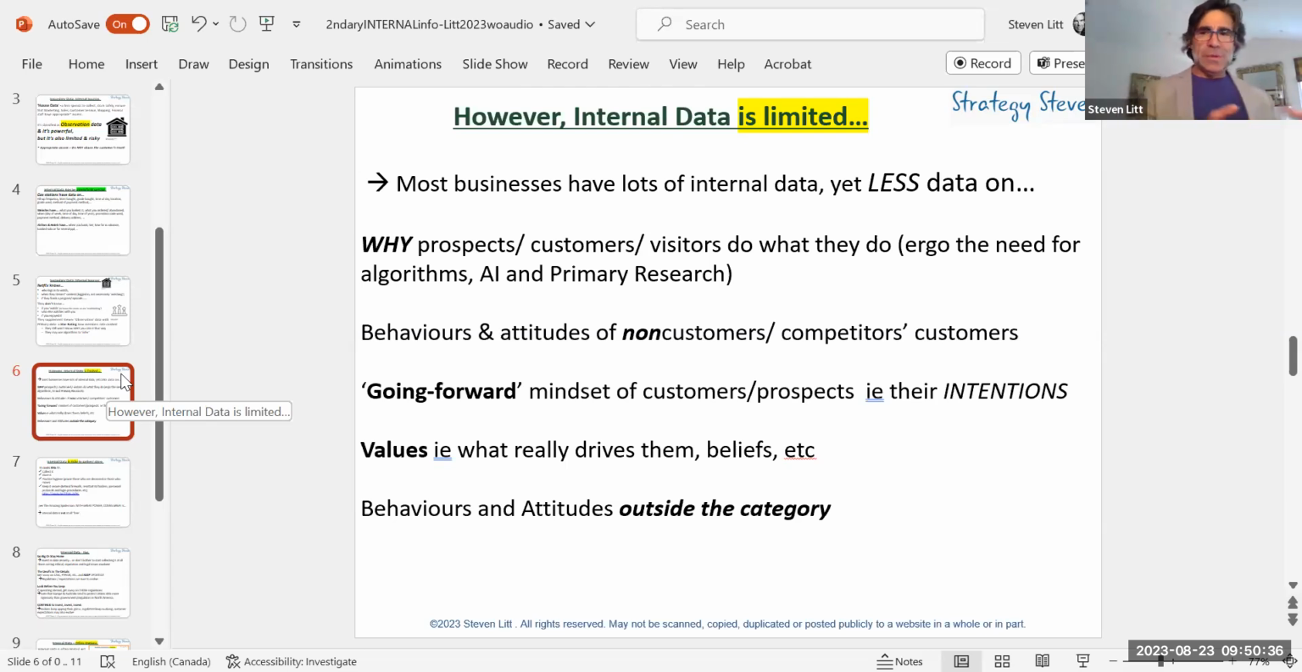So you know the history of what they've done, but you don't know what they're intending to do in the future. The values, what really drives those consumers. And finally, behaviors and attitudes outside the category that you're dealing with.